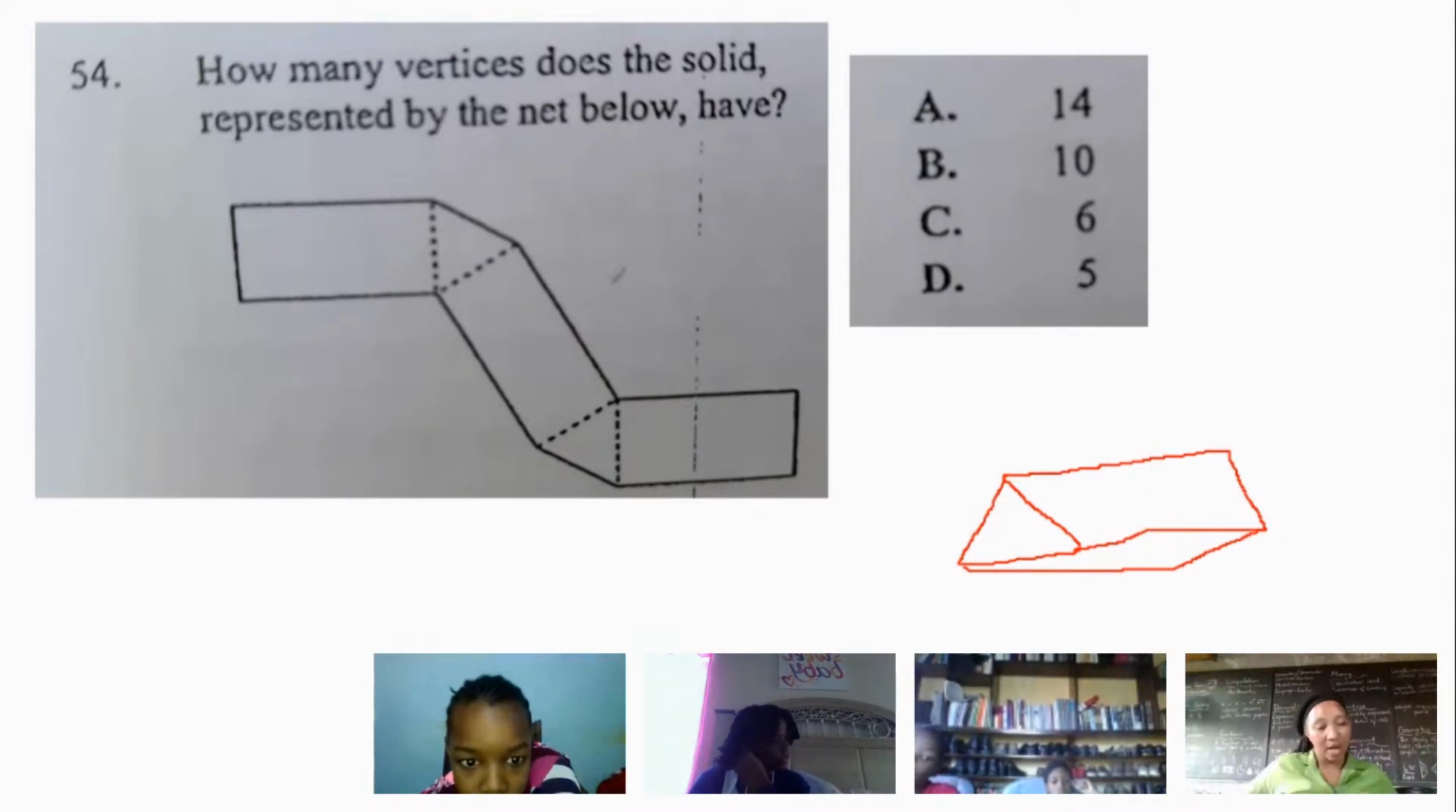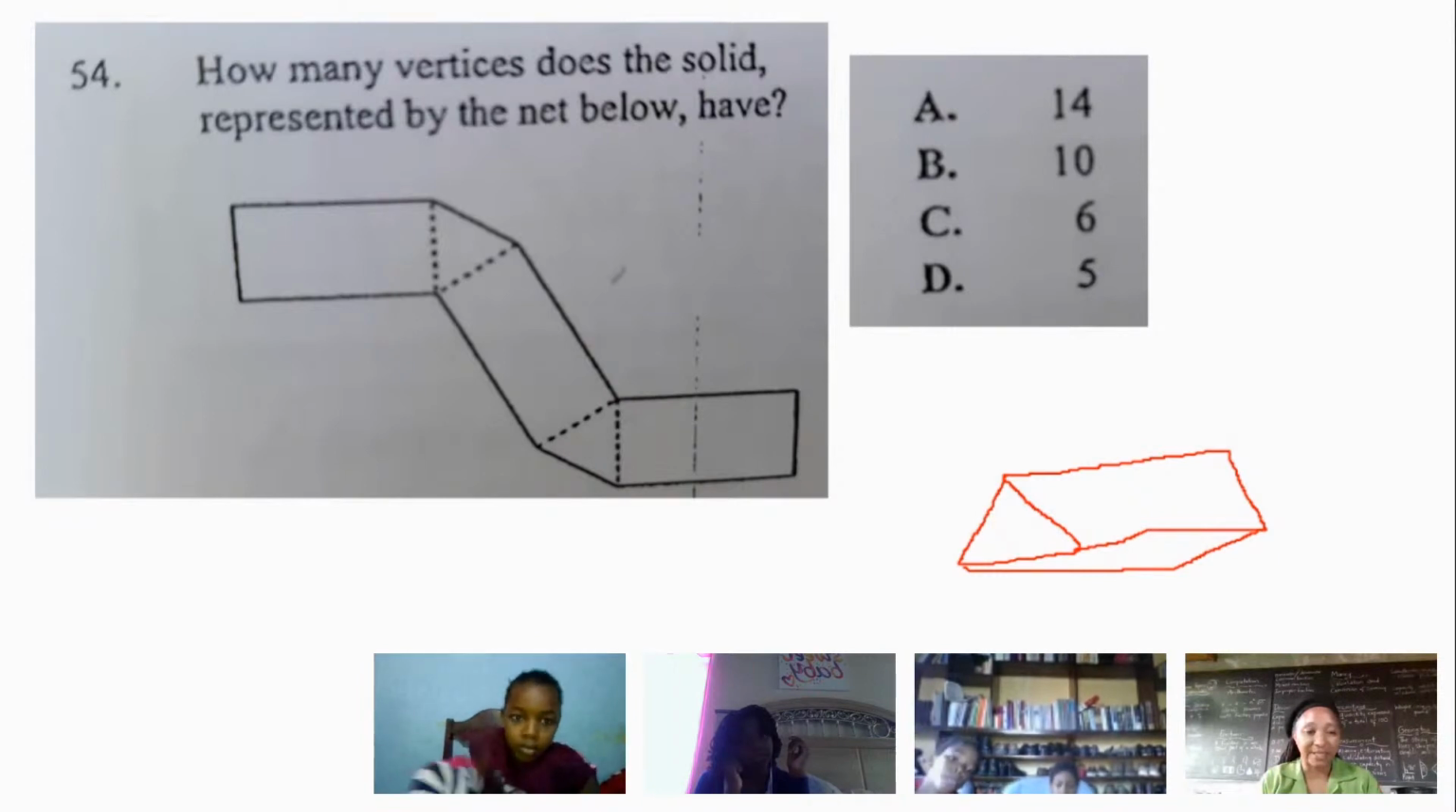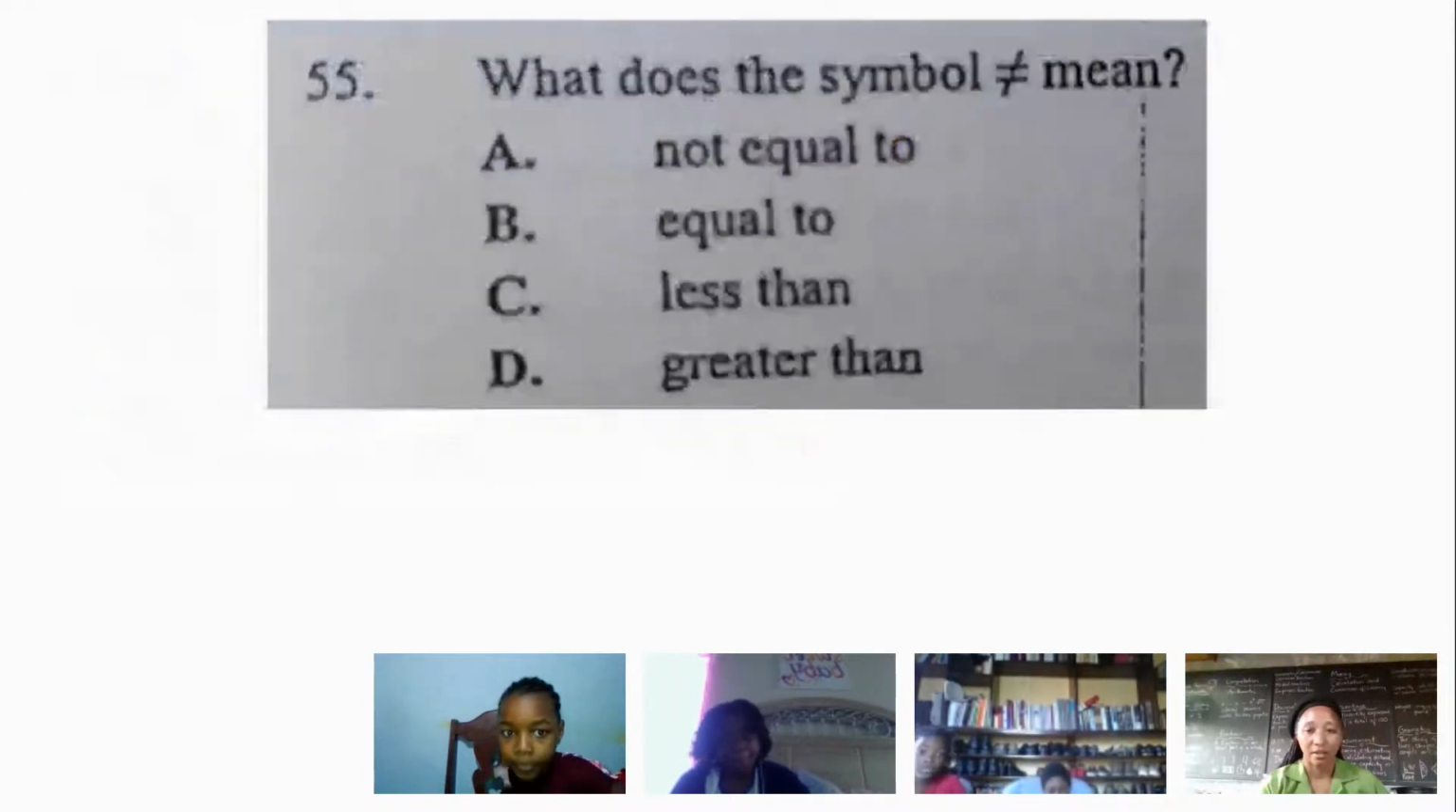All right. So the vertices are the points where the lines meet each other. So that's 1, 2, 3, 4, 5, 6, 7, 8, 9, 10. All right. So 10 is correct. The points where they meet each other. Legende, back to you.